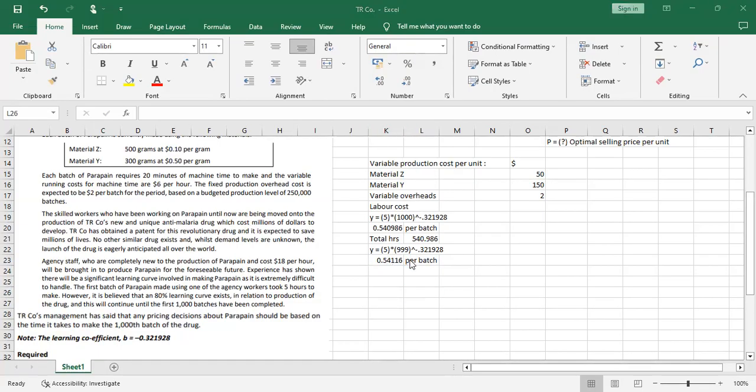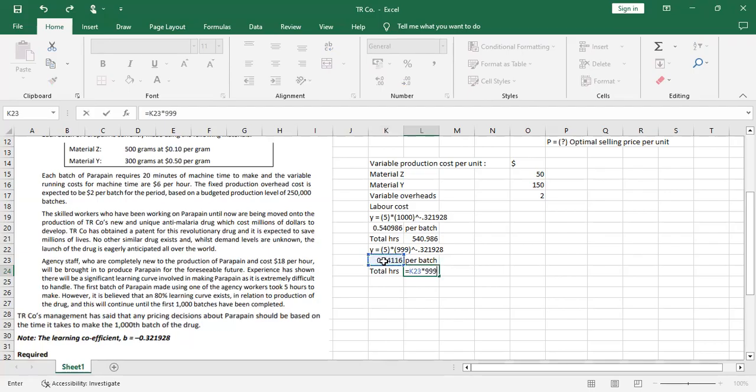Solve it again. You must have the same answer, because your answer for 1000 batch was 0.45968. So for 999, it will be in the decimals. Now you can calculate total hours. Total hours is what? This multiplied with 999. It is 540.6191.